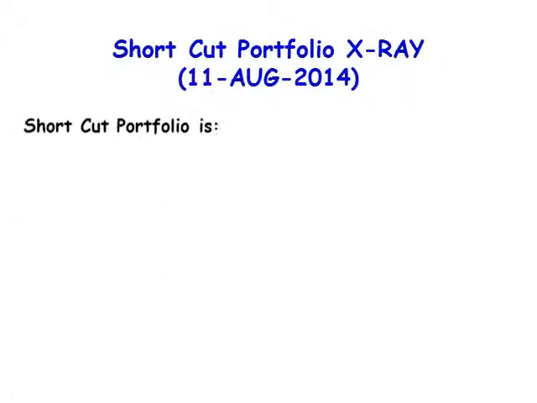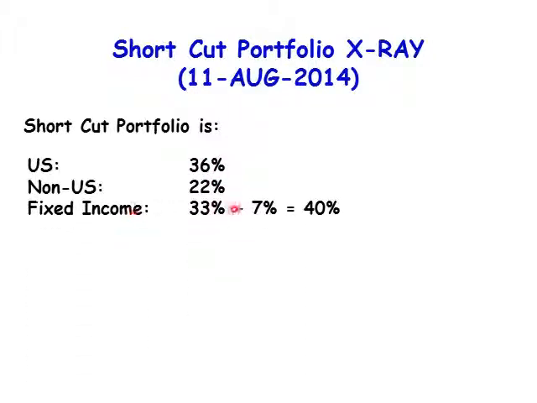Okay, let's continue. Our portfolio is US is 36% from the X-ray, and non-US is 22%. And fixed income is 40%. That's on target here. And others are 2%. So equities is 58%, and we were looking for 60% and 2% other. So we got that one here is short of our target.